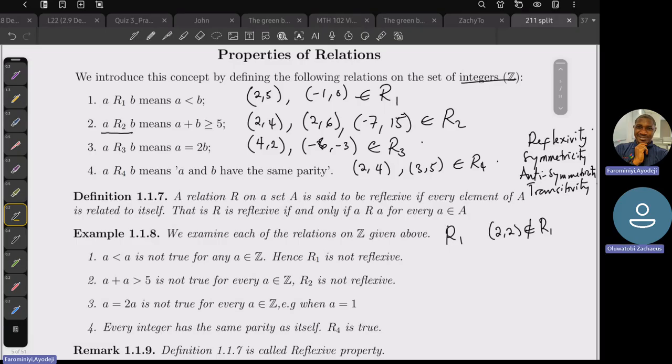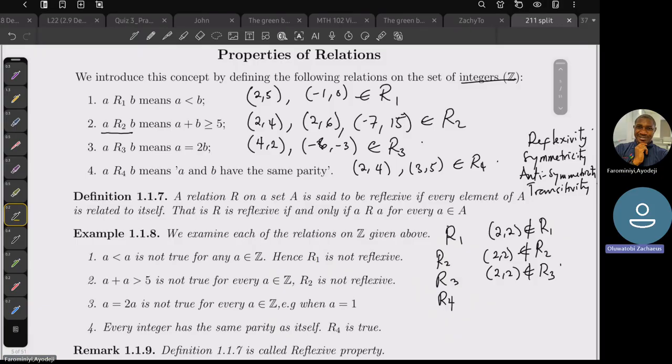Beautiful. What about R2? Is R2 reflexive? No, sir. Why? Same thing here. 2 comma 2 is not in R2. Yes, sir. What about R3? Is R3 reflexive? No, sir. Again, 2 comma 2 is not in R3.